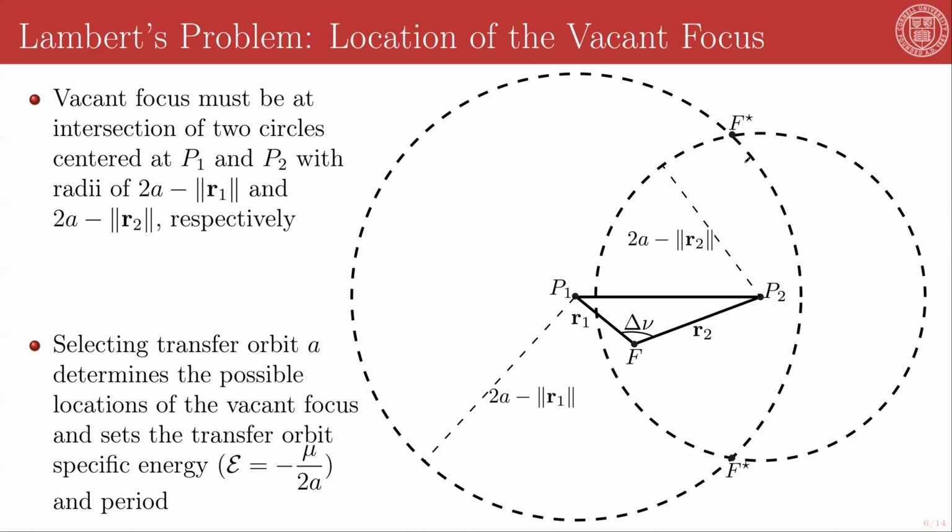And these 2 circles can have up to 2 intersections, and the F star for a given value of semi-major axis A of the transfer trajectory has to lie at the intersection of these 2 circles. Selecting the transfer orbit automatically determines not only the location of the vacant focus, it also sets the specific energy, because you will recall that for all orbits, the specific energy is equal to the gravitational parameter over 2A. In this case, this is the gravitational parameter of the central body, whatever the central body is at F.